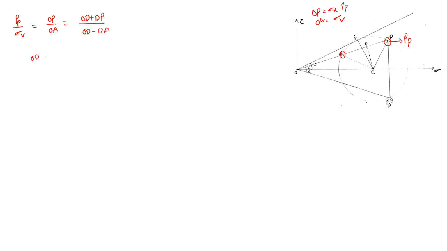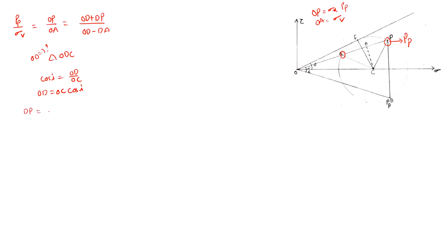OD we can get from the triangle, okay, from the triangle ODC. Here with the I angle we can get cos I. Okay, OD we have to calculate. Cos I is equal to the adjacent side OD divided by the hypotenuse. Here also OC is the hypotenuse. So OD we can get as OC cos I, as well as DP we have to calculate.